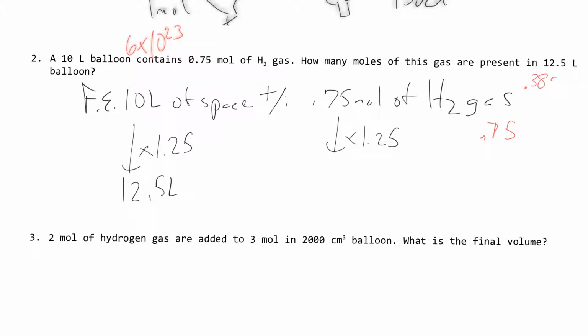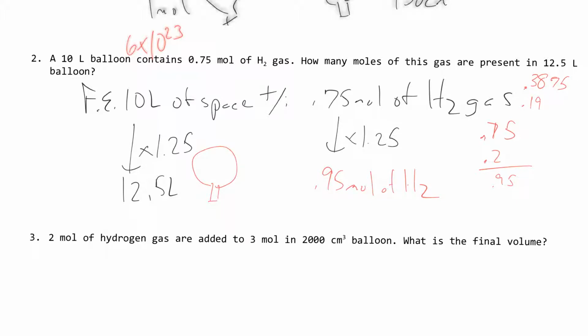0.375 is a half. And then a quarter of that would be about 0.19-ish. I made this way too hard. So let's just call it 0.2. So this would be 0.95 moles of H2.